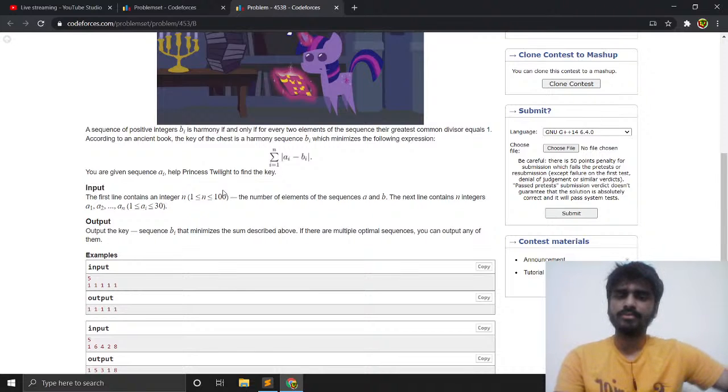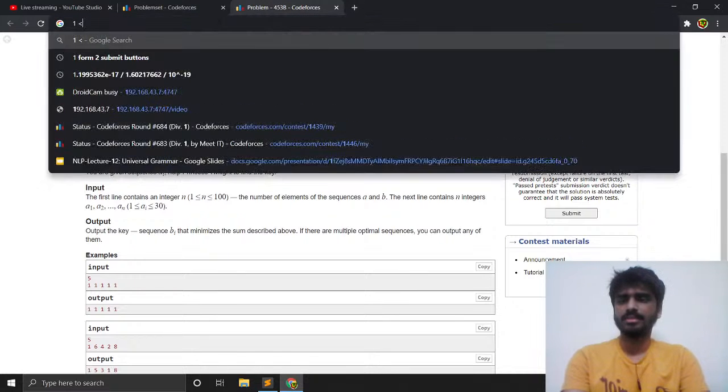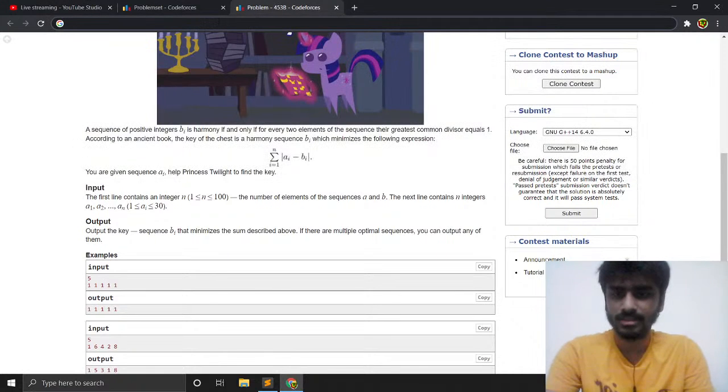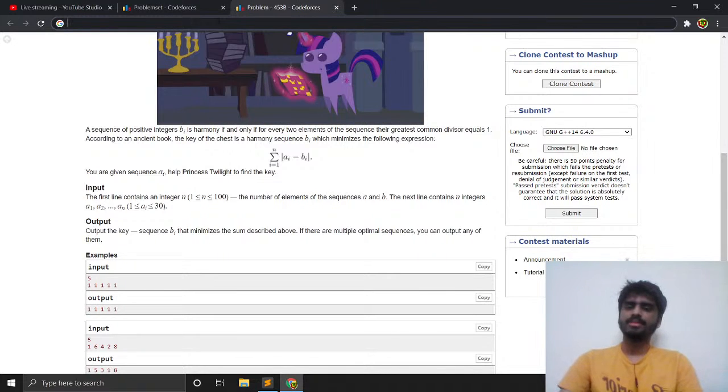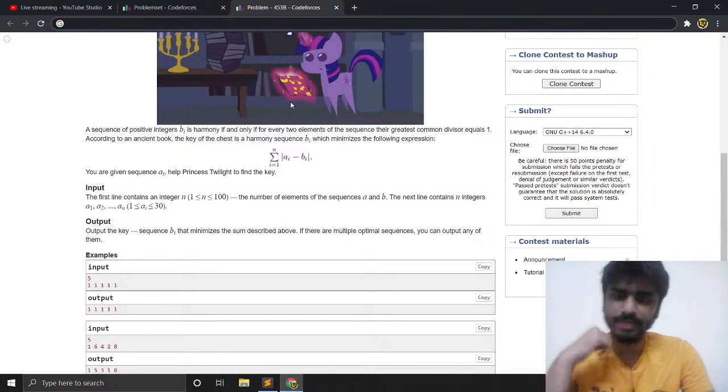So I think we can do a bitmask DP here, and the bitmask will be of size 2 to power 17, and in this bitmask I will store which of the prime factors have been used up. I think that should work. I don't see anything wrong here. Yes, I think I should implement this.